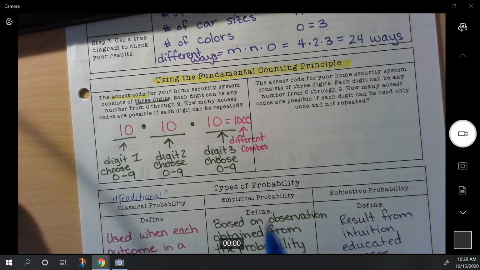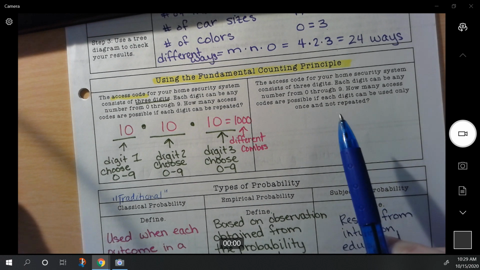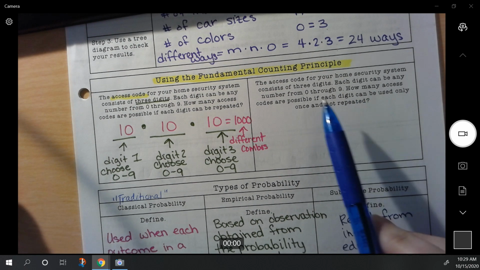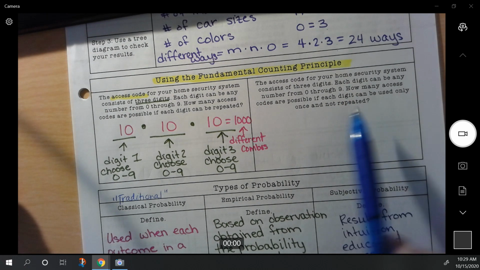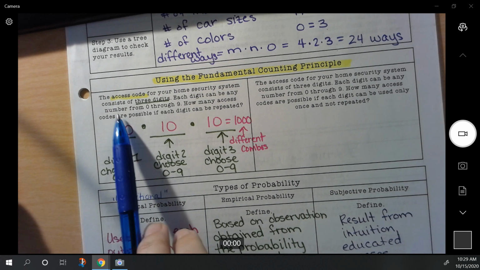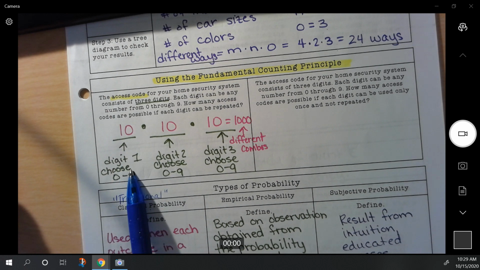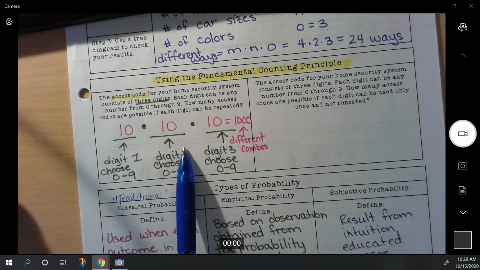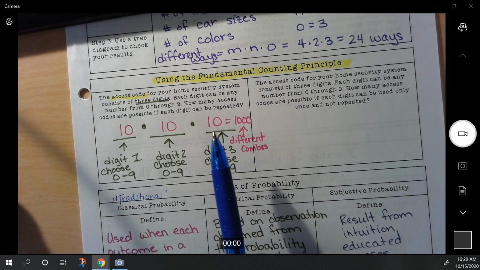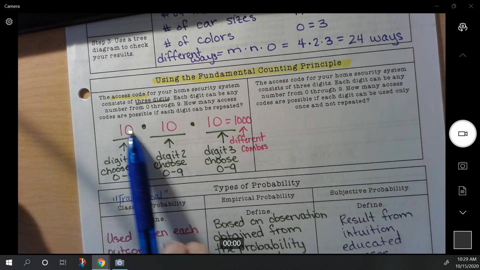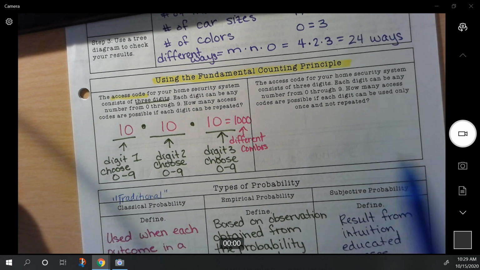So I'm going to let you do the second one. Use the same idea. Again, how many codes are possible if the digit can be used only once and not repeated? That changes how many choices. So on the first choice, we get 10 choices, but the second time, if 1 is used here, 1 can't be used here. If 1 is used here, 2 is used here, then 1 and 2 cannot be used here. So that's going to change your numbers on this one.